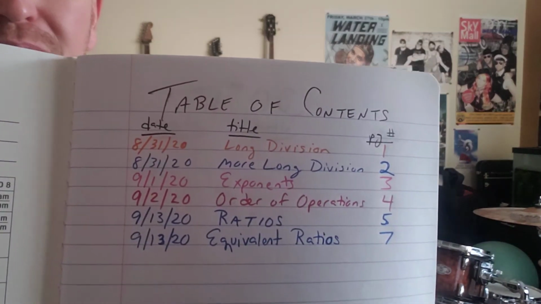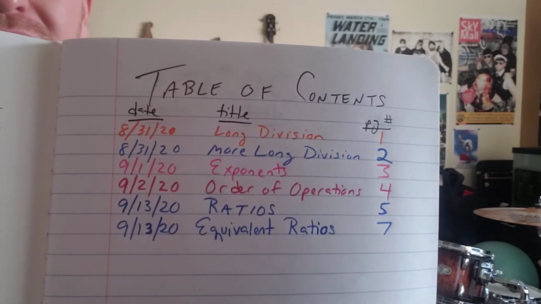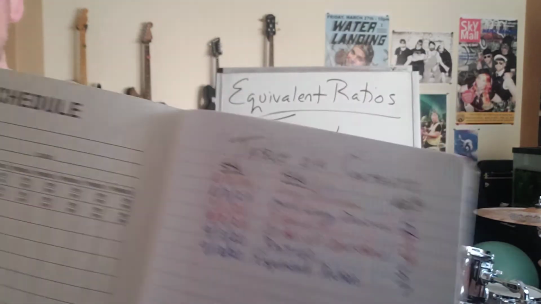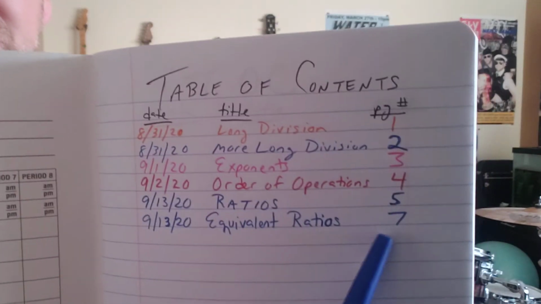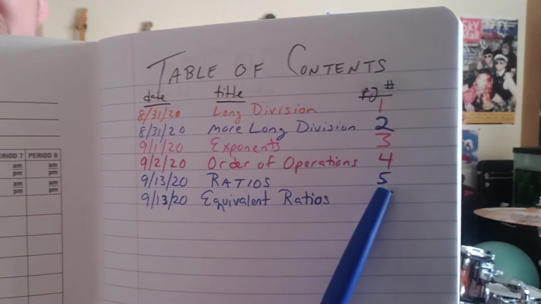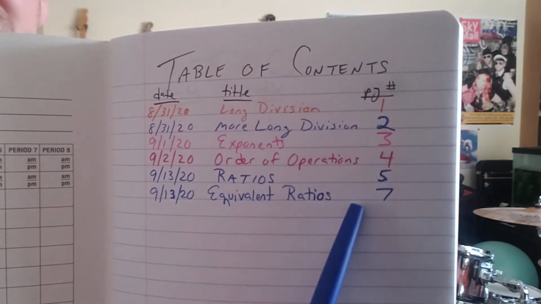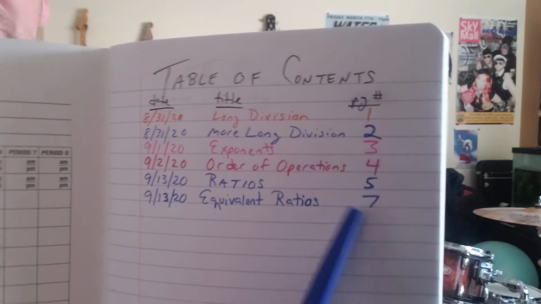And you can see my date was 9/13/2020. Title is Equivalent Ratios. Notice I'm on page 7. So the last notes we did here on ratios, they started on page 5, but it took me 2 pages. So the next time I have room is on page 7. So equivalent ratios is on page 7. So make sure you're keeping up with your page numbers and keeping your table of contents accurate.